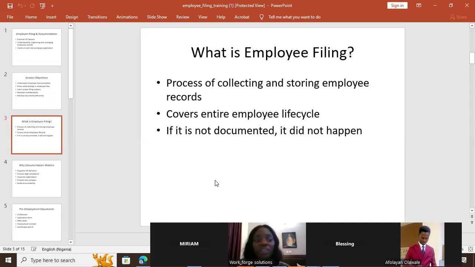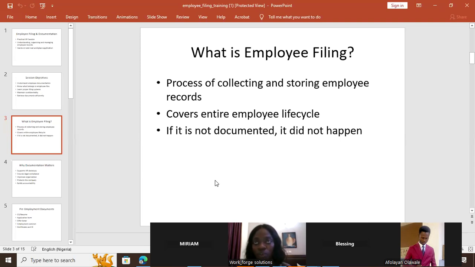What do I mean? The filing is not just for when the person joins the organization. As the person goes on, for example, we have a 3-month probationary period. At the end of the 3-month probationary period, if the person passes, I give them a confirmation letter. A copy of that confirmation letter will be added to the employee's file. Going forward, if the person has a query, if something is wrong, I will issue a query. A copy of that query is in the employee's file.